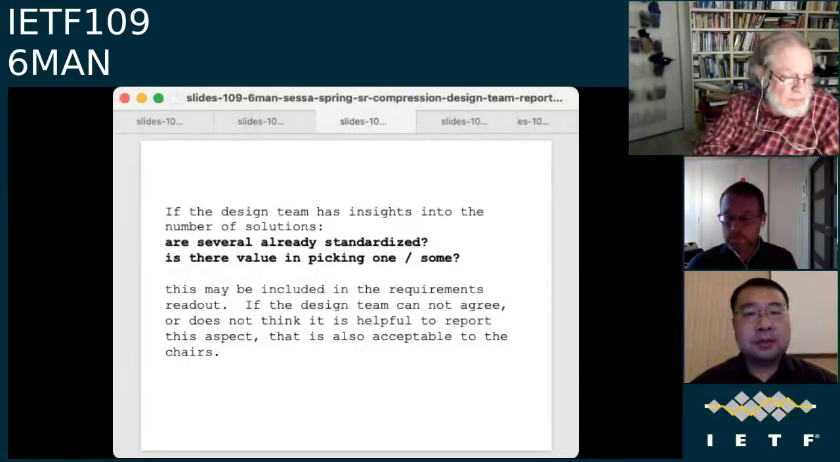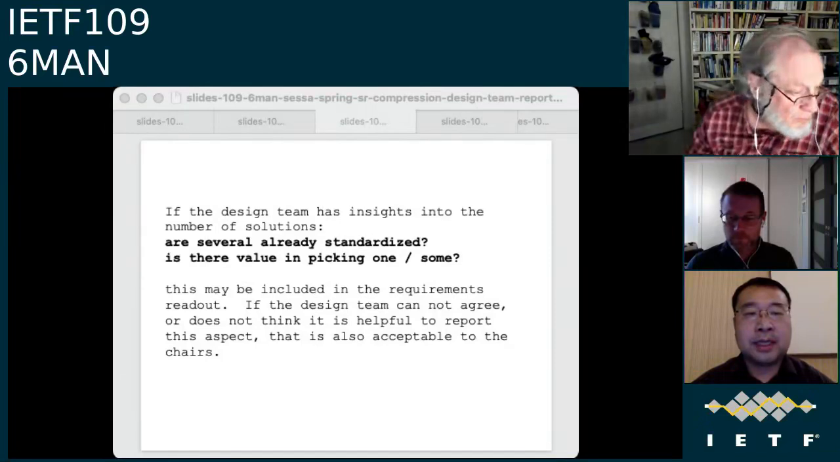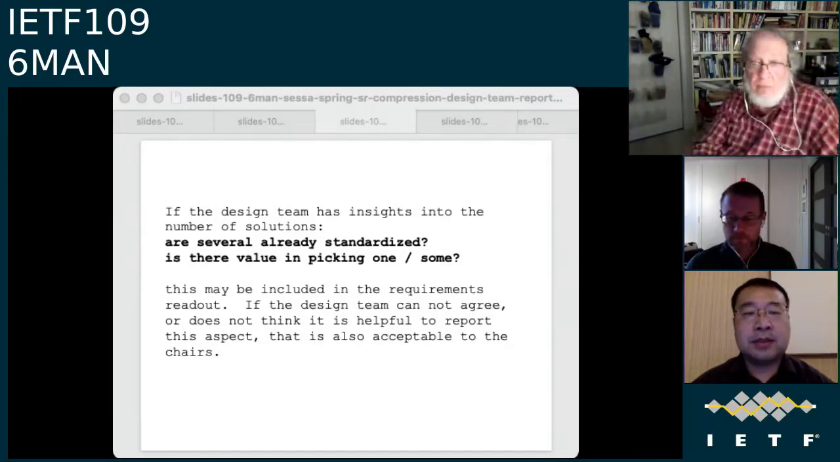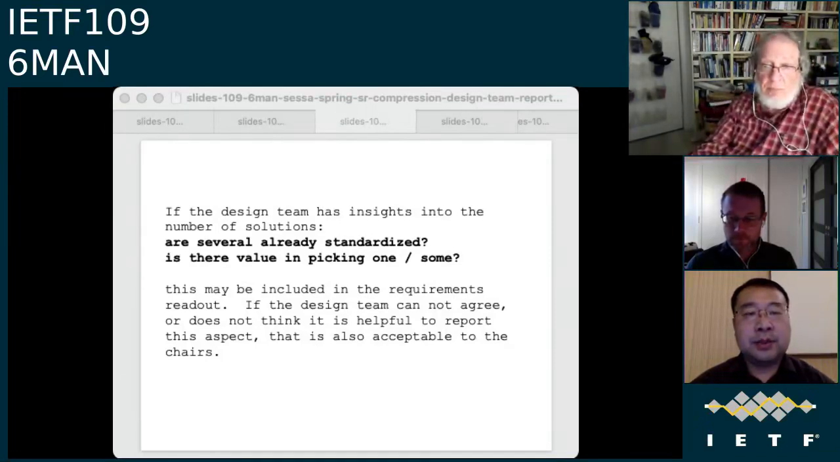And the working group also hopes we can answer the following 2 questions. One is whether several proposals are already standardized, and whether there is value in picking one or some. I don't think we have touched those questions. Now we only focus on requirements.